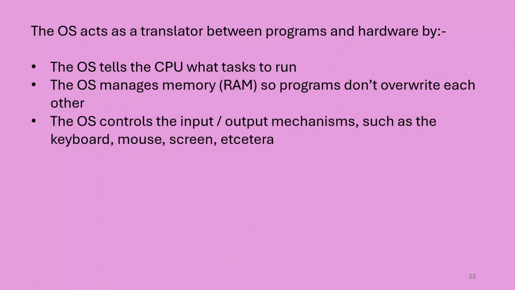The OS acts as a translator between programs and hardware: the OS tells the CPU what tasks to run. The OS manages memory, RAM, so programs don't overwrite each other. The OS controls the input-output mechanisms such as the keyboard, mouse, screen, etc. And if you watched the video on lesson 2, you'll remember that the CPU is the central processing unit, the brain of the computer, and it tells the computer what to do.